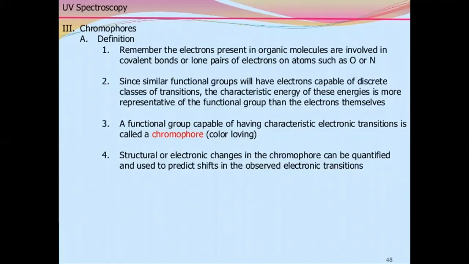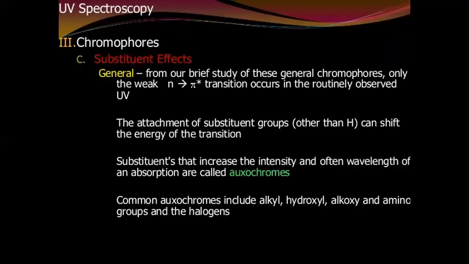Now chromophores: I have given you that it is the functional group that imparts color. The functional group which absorbs the radiation, undergoes the transition and gives the color is the chromophore. The structural and electronic changes in the chromophore can be quantified and you can predict the shift of the electronic transitions. The attachment of substituents can shift the energy of the radiation.